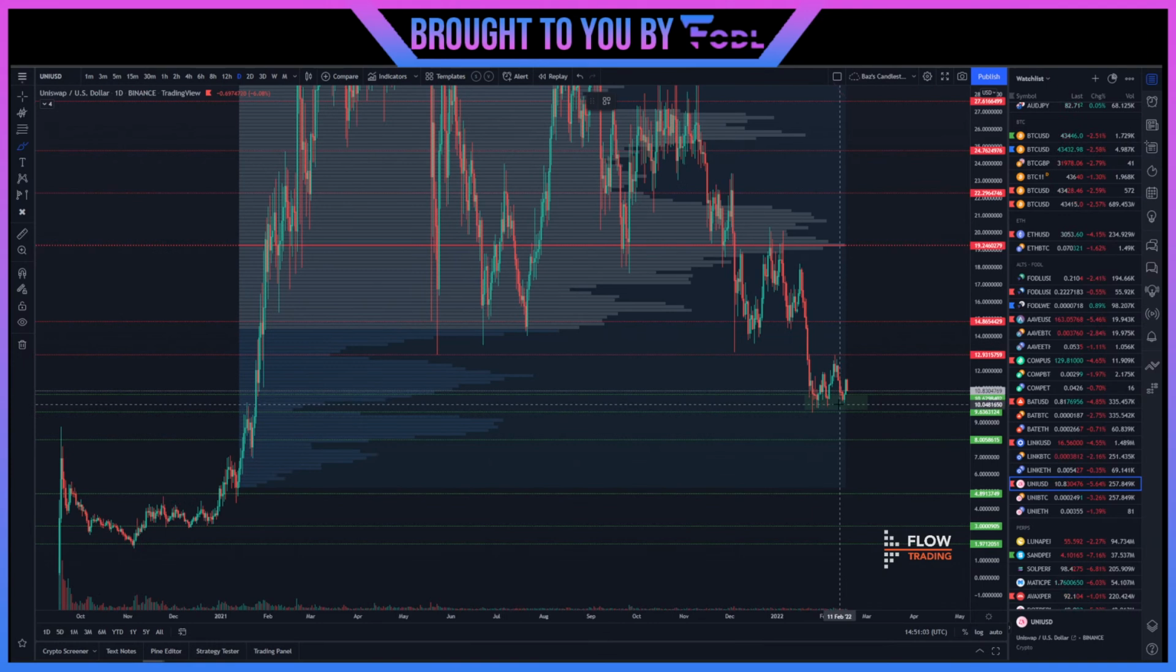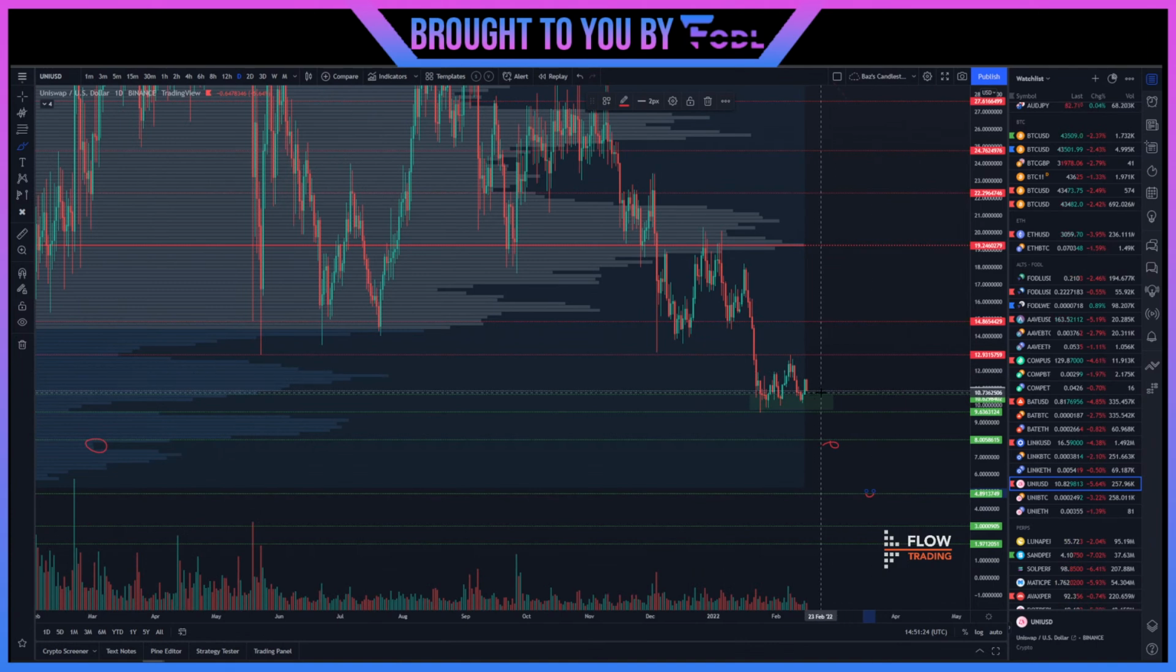If it doesn't and we break below it, then of course we're going to be testing these two levels of support, which is the next low volume areas down here around about $7.75, something like that. Breaking down below that, then obviously we're going to see $5 and $3, but there's no point of thinking about that just yet.